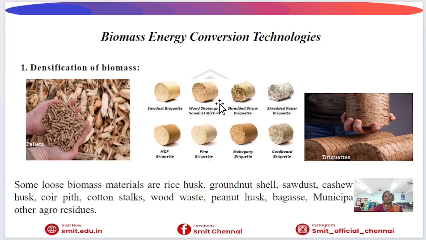Densification means compressing loose biomass into solid form like briquettes and pellets. For example, sawdust is very light and difficult to store. So it is compressed into briquettes. These briquettes burn uniformly and are easy to transport. In villages, cow dung and sawdust are crushed into round cakes and dried in the sun. That is the simple form of densification.